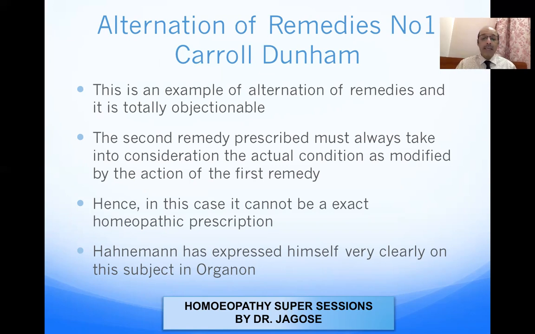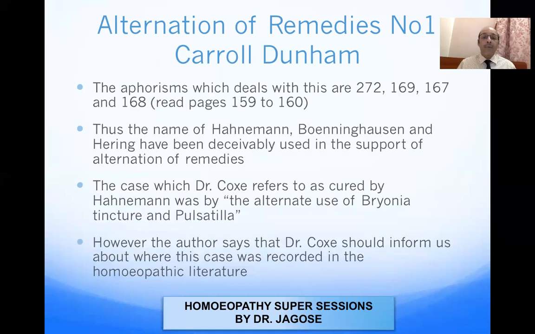Hahnemann has expressed himself very clearly on the subject in the Organon. Hahnemann also objected to polypharmacy and said that it is not allowed. In the cardinal principles of homeopathy, he said that you have to give one single simple remedy in the unadulterated form. The aphorisms which deal with this are 272, 169, 167, and 168. If you want, from this book, Carroll Dunham, Alternation of Remedies part 1, you can read pages 159 to 160, wherein more details and other examples have also been given.